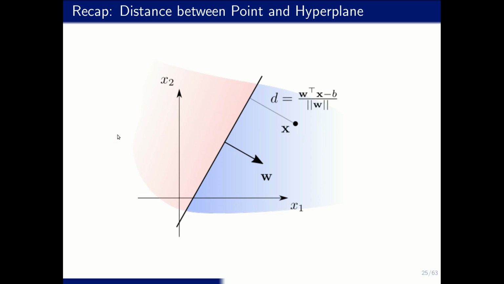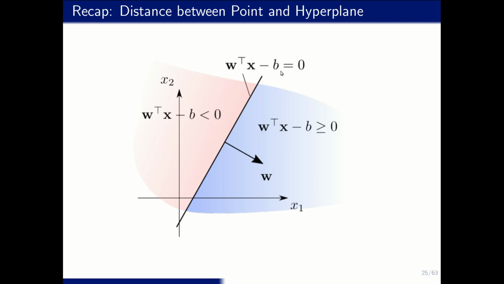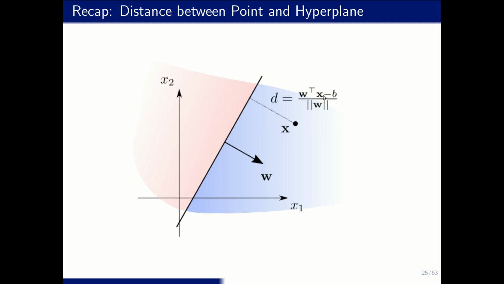And now recall, this is essentially basic geometry from high school usually: if we have a point in the positive half space, then the distance between our hyperplane and this point is given as w transpose x minus b, so this is the equation which specifies our hyperplane, divided by the norm of w. This is the Euclidean distance between the hyperplane and this point in the positive half space.